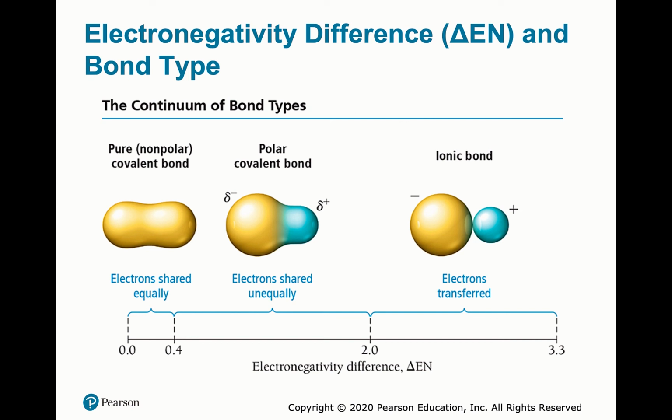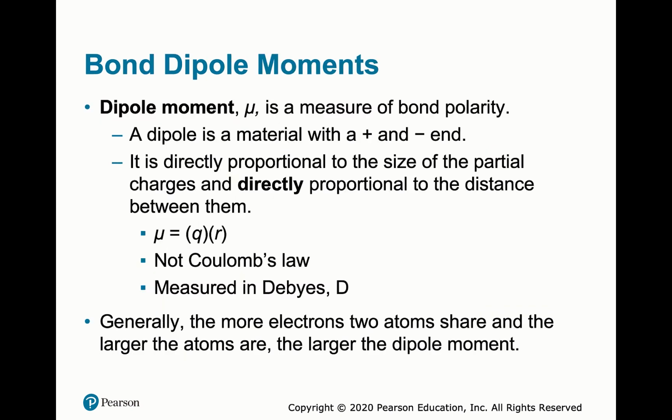Really, it's an unequal sharing, but organic chemistry considers it to be equal. This just illustrates that unequal sharing is polar covalent, and complete transfer is ionic. So dipole is the measure of bond polarity. It's just a positive charge on one end and a negative on the other, and it's the charge times the distance.